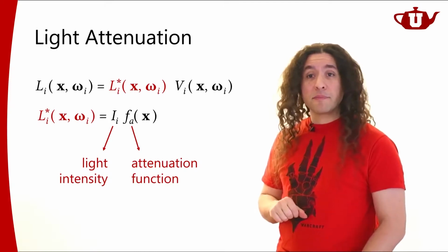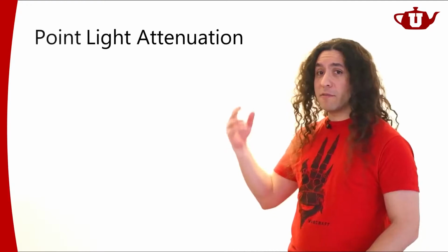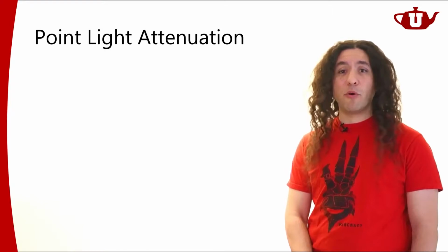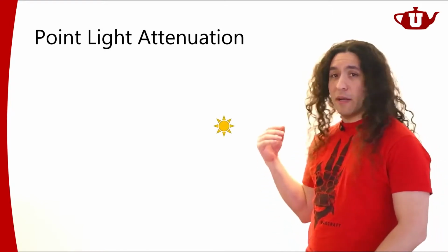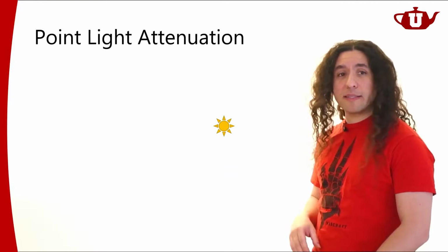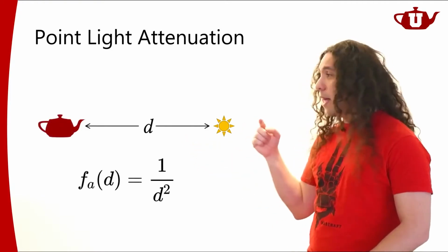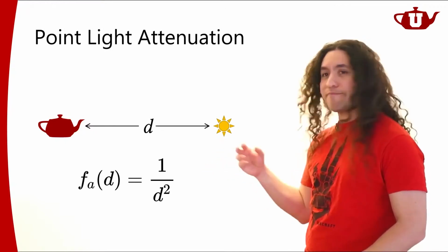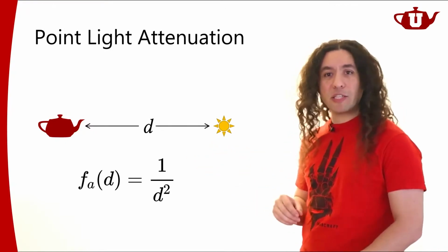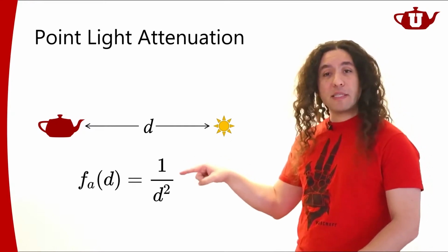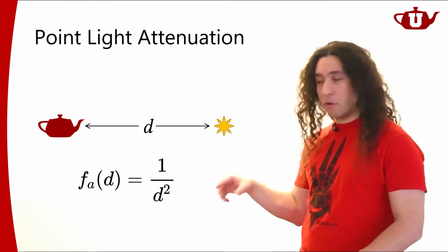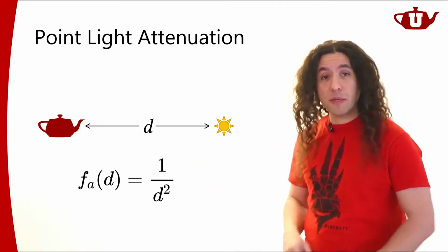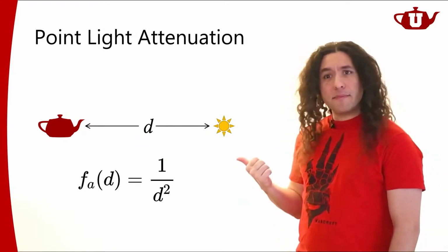All right? So what is attenuation for a point light? You must be familiar with this formulation. If I have a point light and I have an object receiving light from this point light at a certain distance d, then the attenuation function is going to be 1 over d squared. The inverse square attenuation function is what we call it sometimes. 1 over d squared is going to tell us how much light intensity is scaling as we move away from the light source. But why is that?